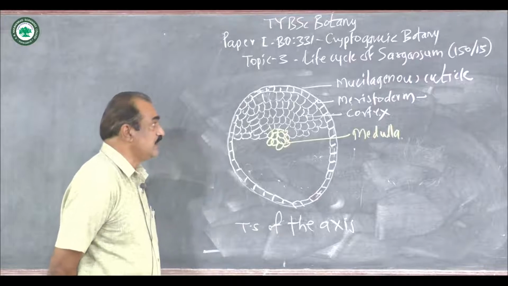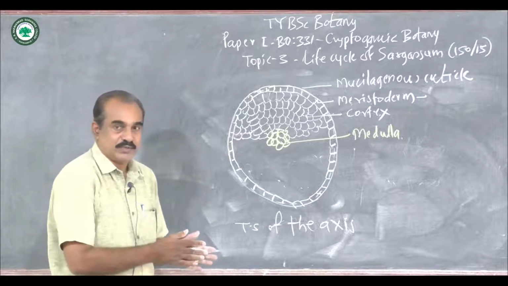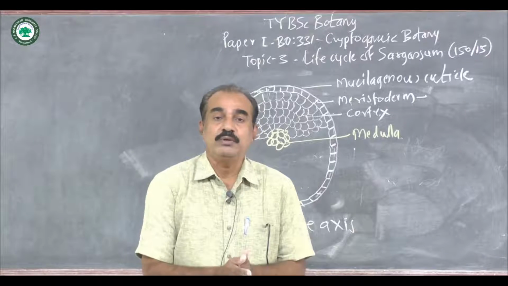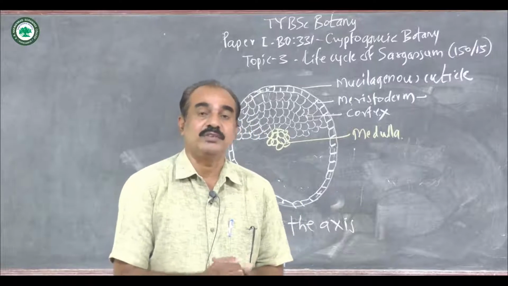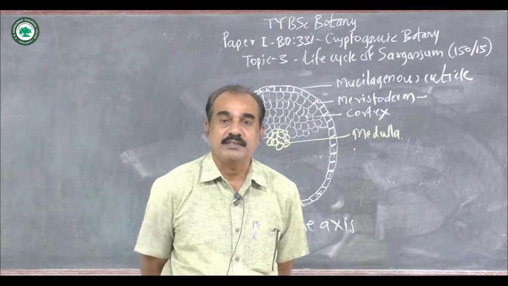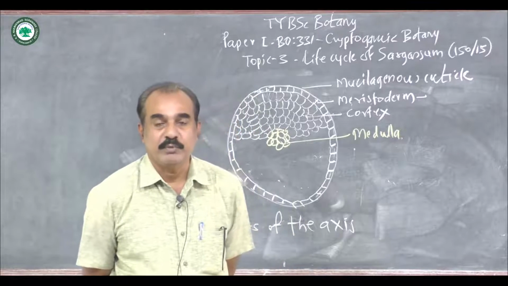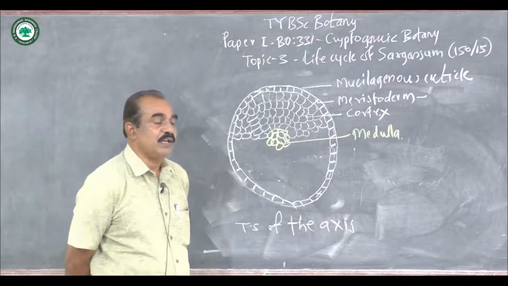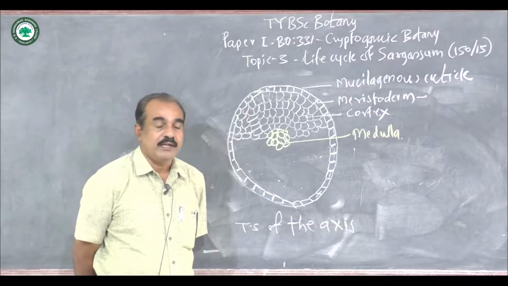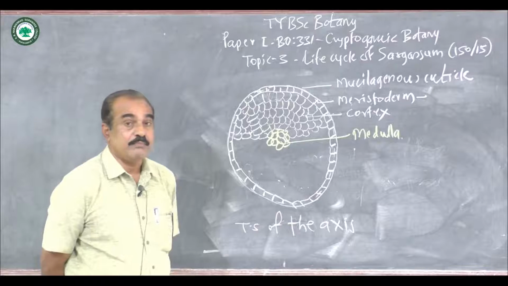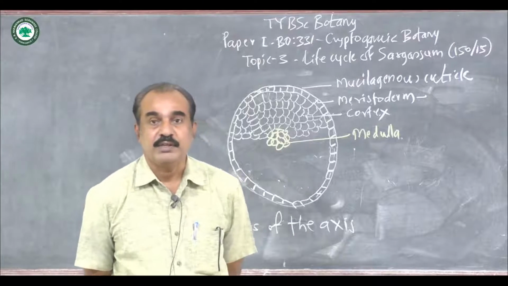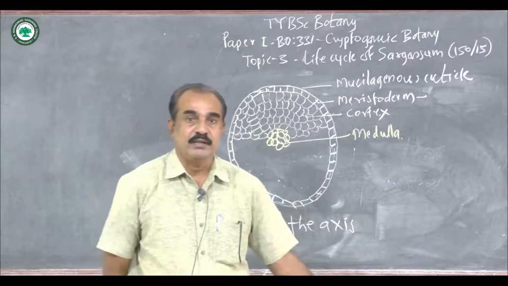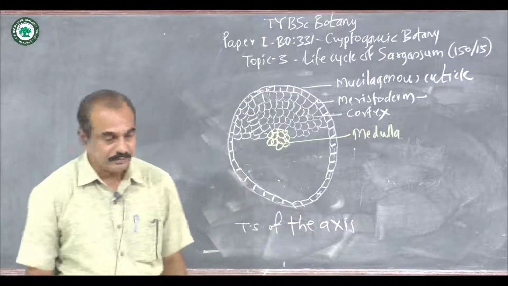Now inside this, there is another layer which is called the cortex. It is multi-layered. Cells are compactly arranged without intercellular gaps. They are thin-walled and parenchymatous in nature, so they store the food material. And at the center, there are thick-walled cells. They are compactly arranged, and it is called the medulla, and it is important for conduction. It transports the food material from the lip to the stem or any other spot according to the need.